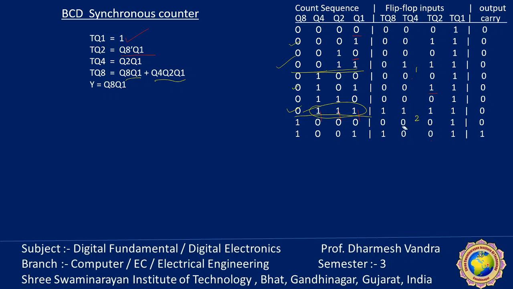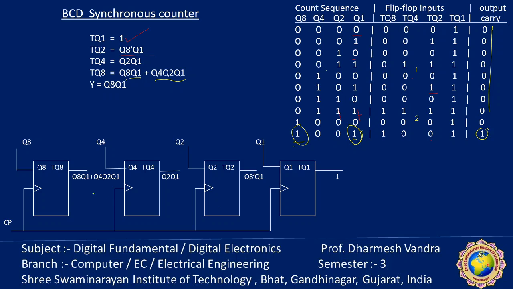And output Y. Y output is only when the carry is generated. So it is Q8 and Q1, only one is connected here. So we can say that when both are 1, output is 1, else the output is 0. So with the help of T flip-flops, we can design this circuit. It is called a BCD synchronous counter. Synchronous means all flip-flops have a common clock pulse.